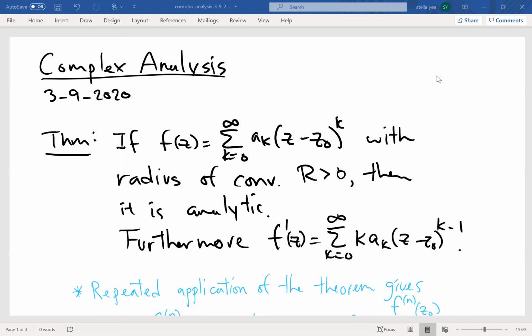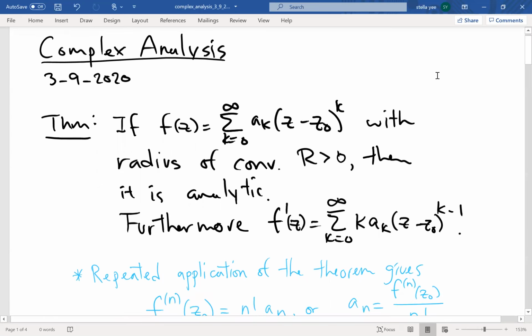Let's get started. I wanted to first recap the theorem that we proved last time on Friday. If we have a power series with positive radius of convergence, then we show that it has a derivative, so it's analytic. And we also showed at the same time that the formula for the derivative is what we kind of expect. We use the power rule inside of the power series, and that basically gives you the power series formula for the derivative itself.